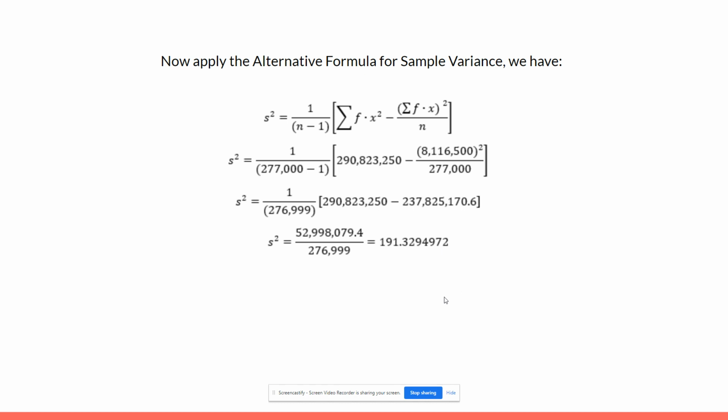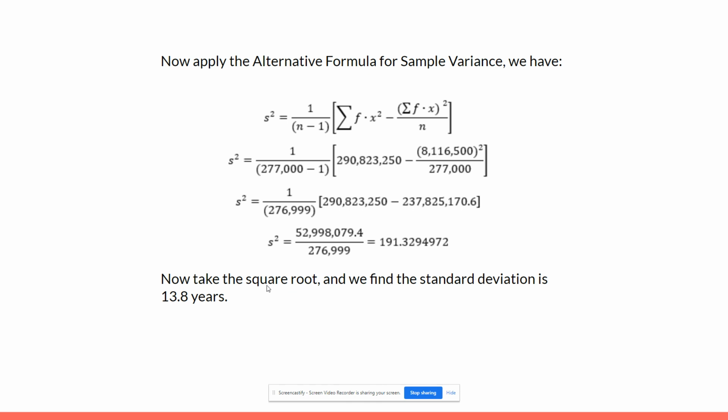Okay, so one more step. We need to take the square root, and we find that the standard deviation from the mean is about 13.8 years. All right, so what does this mean? This means that the standard deviation of the ages of workers receiving minimum wage is 13.8.